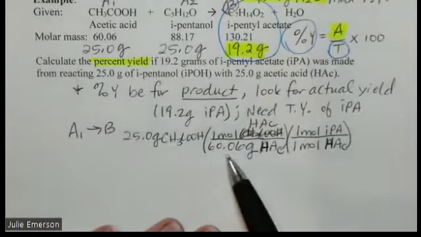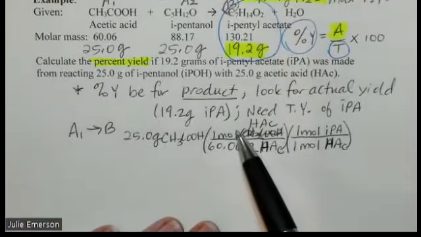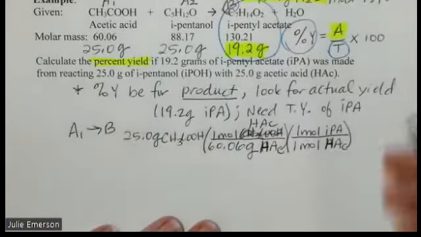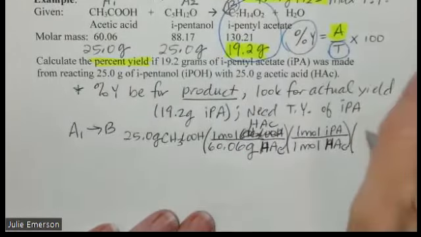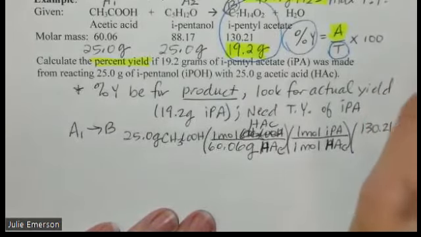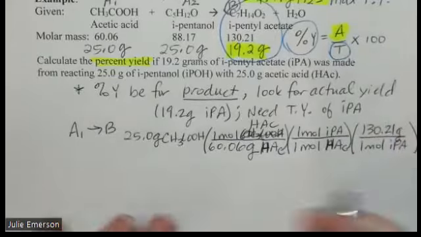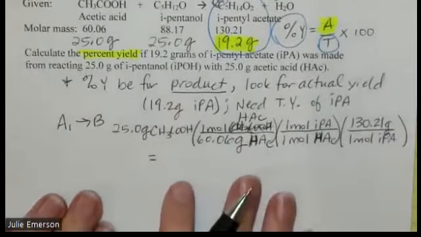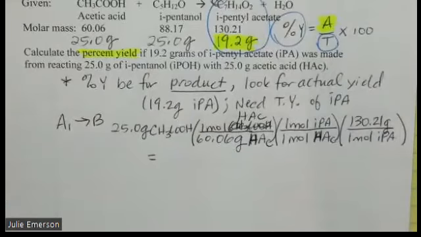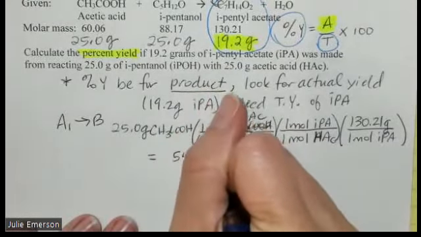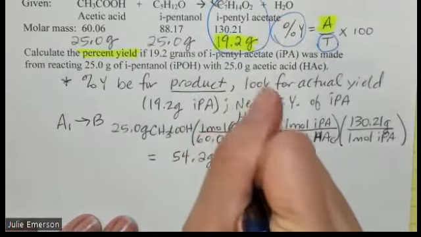All right, so we had our mass. Molar mass takes us to moles. Mole to mole ratio is just 1 to 1. And then we need the molar mass of the IPA to get to grams, and that's 130.21 grams per mole of IPA. So first calculation, how much IPA could I get? 25 divided by 60.06, and then multiply by 130.21. And I could have made 54.2 grams of the IPA.